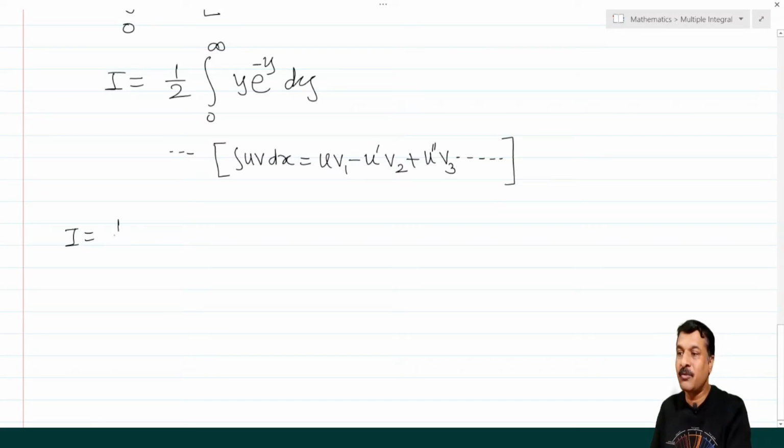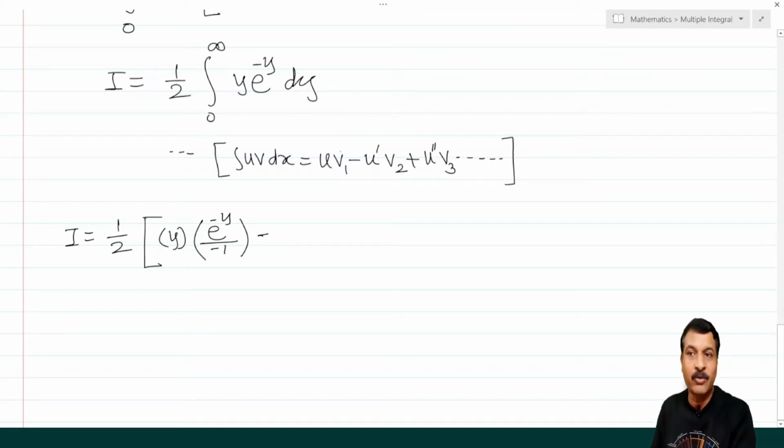So what I am getting is I equal to 1 by 2. Here u is y. So first constant, integration of second, keep in a bracket, do not adjust the sign because we want the next integration and derivatives also. So minus sign, alternate sign, derivative of first in a bracket, it is 1.